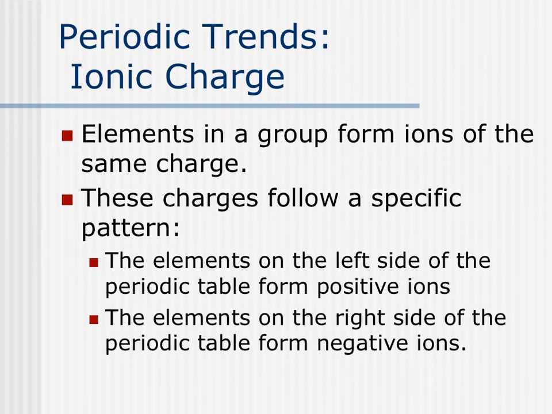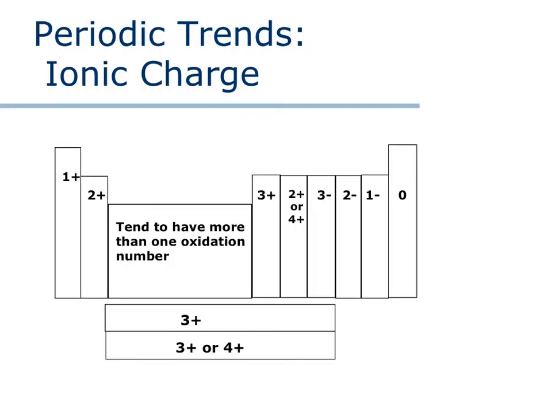Elements in a group form ions of the same charge. These charges follow a specific pattern. The elements on the left side of the periodic table form positive ions. Remember, those were called cations. And elements on the right side of the periodic table form negative ions or anions. So please take a second and copy down the common ionic charges that we're going to see.